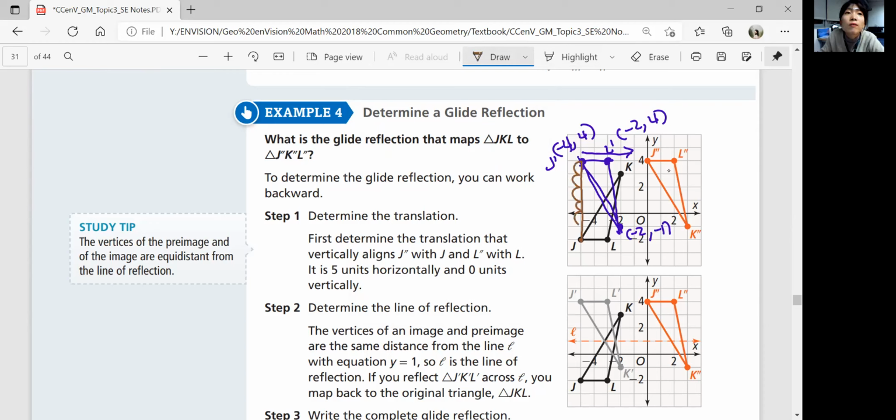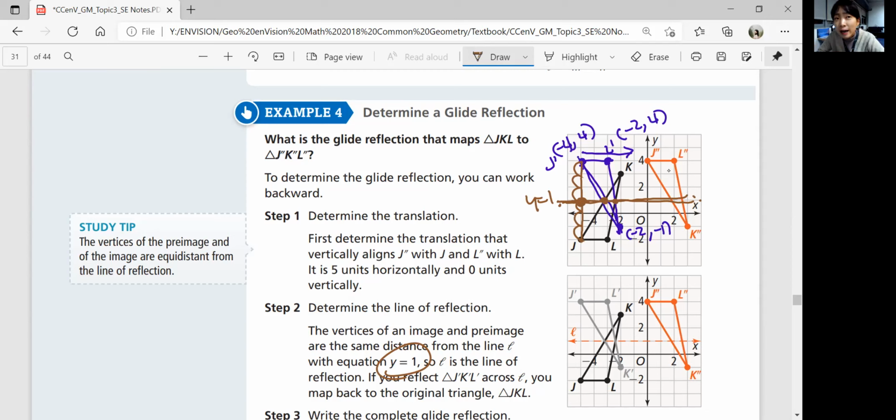1, 2, 3, 4, 5, 6. What is the midpoint? What is the mid distance of 6? 3. So your midpoint should be over here. And all your midpoints should lie at exactly where? Y equals 1 line, okay? So that is your line of reflection. That is how you figure out your line of reflection.